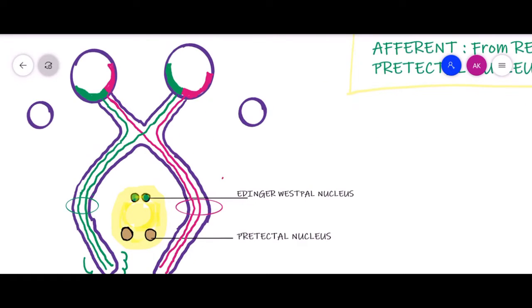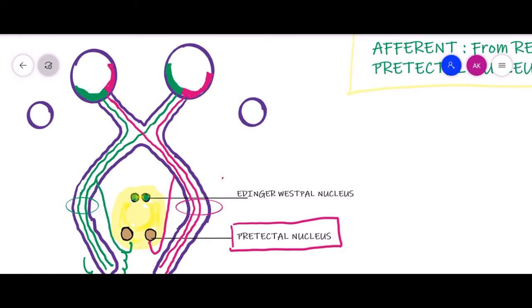What happens differently in this light reflex is that a few of the fibers from the optic tract take a detour and go to this structure, shown in gold here, present in the midbrain. This structure is called the pretectal nucleus.